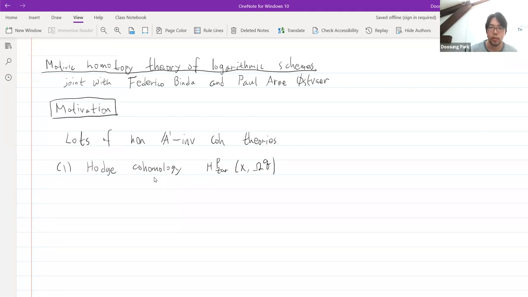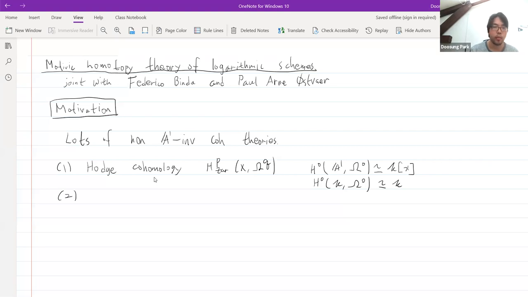H^0 of A1, Ω^0: say X is over a field k, then this is k[x]. On the other hand, H^0 of k, Ω^0 is just k. So they are different, not isomorphic.